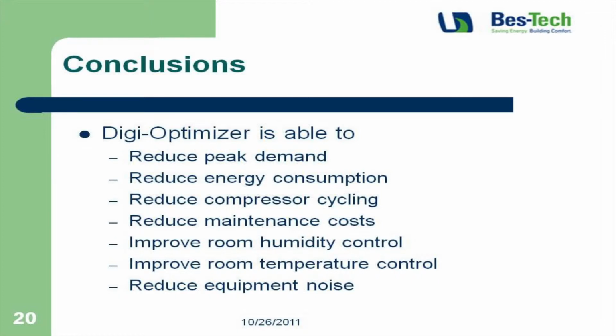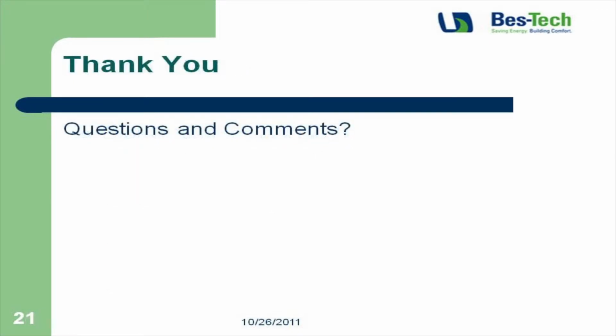Conclusion: the Digi-Optimizer reduces the peak demand, reduces the energy consumption, reduces compressor cycling, reduces maintenance costs, improves room humidity control, improves the room temperature control, and reduces equipment noise. I'll allow Dr. Liu and we'll answer any questions at this time.